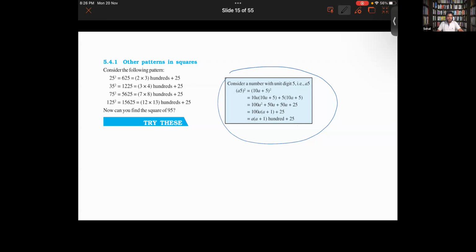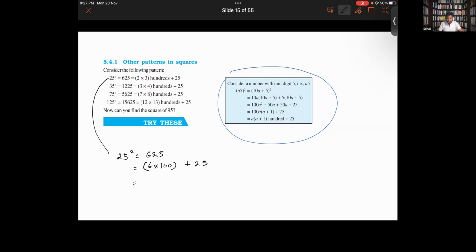Now for the first digit here, 6, I can write it as 2 multiplied by 3. For 12, I can write it as 3 multiplied by 4. Now, stick to the first one. 25 squared equals 625. Or I can write it like this: 6 times 100 plus 25. No issue in that.